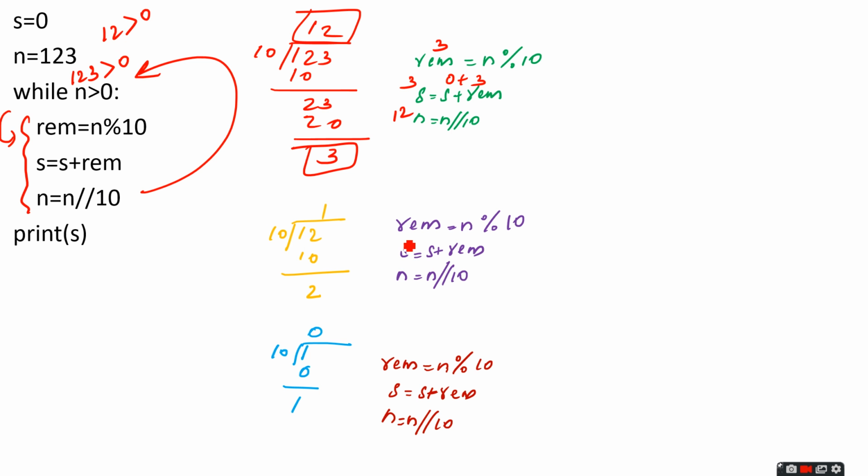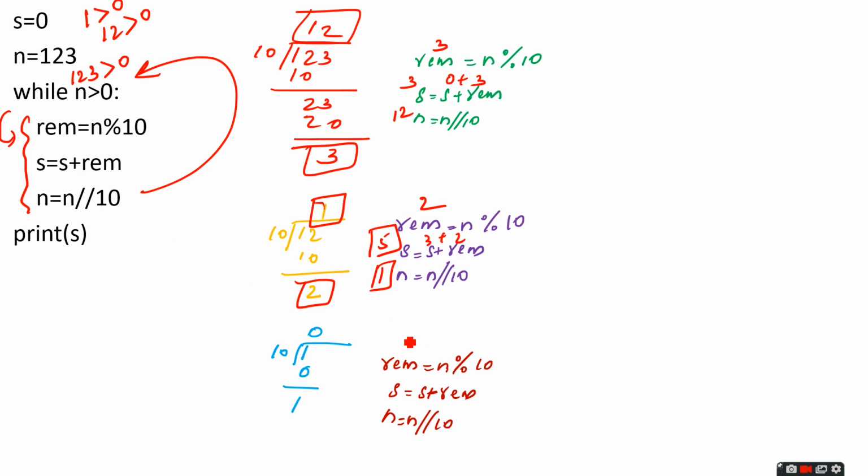Again, we will divide the number 12 by 10 and we will take the remainder. The remainder is 2. Now, the value of s is 3. So, 3 plus 2, it is 5. Then, we will divide the number to get the quotient. The quotient is 1. So, the value of n is 1. Again, we will go back to the loop. We will check 1 greater than 0. The condition is true.